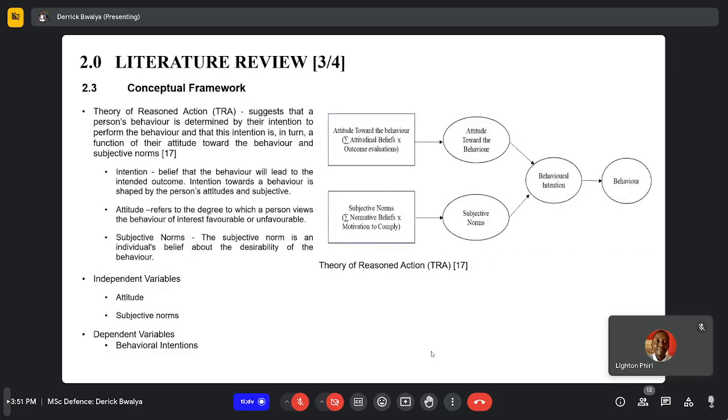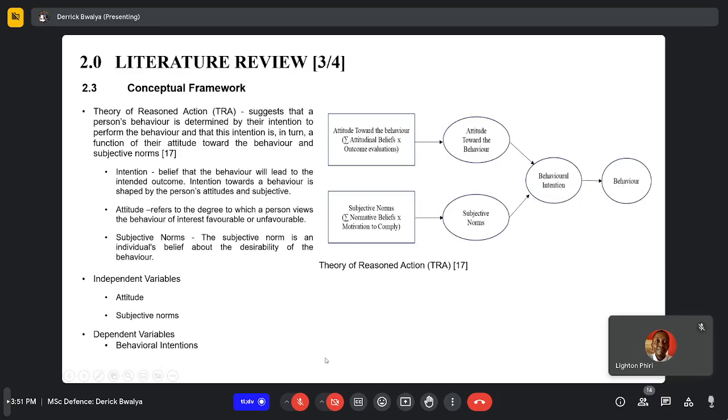Conceptual framework. The theory of reasoned action suggests that a person's behavior is determined by their intention to perform the behavior, and that this intent is a function of their attitude towards the behavior. Chair, the diagram on the right just gives us an insight of the theory of reasoned action. We see here attitude influencing the behavior intention, also the subjective norms influencing the behavior intention, which in turn is influencing the behavior.